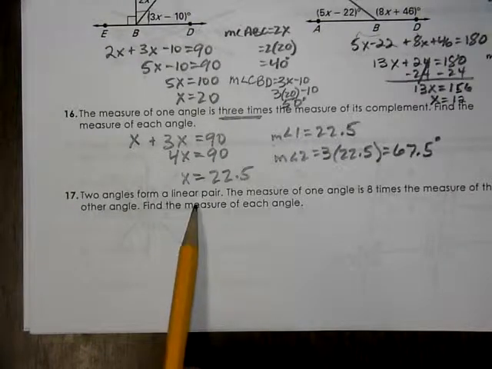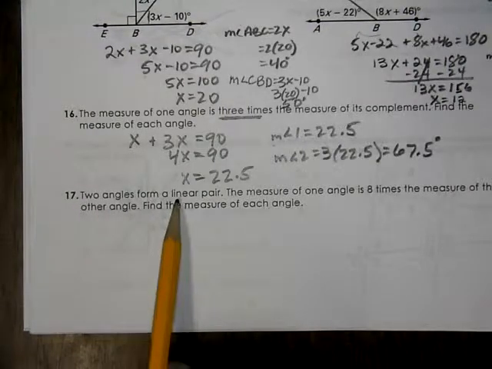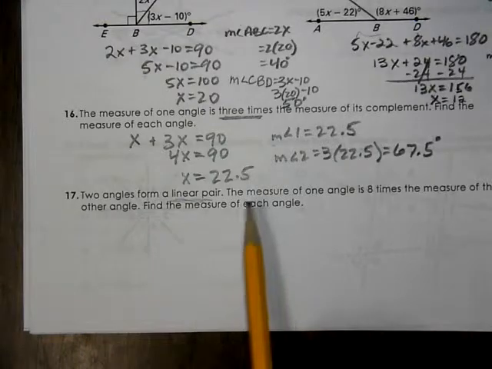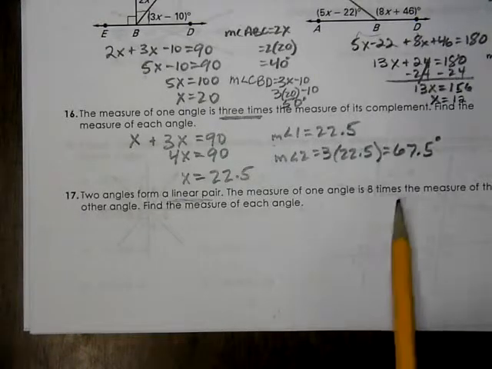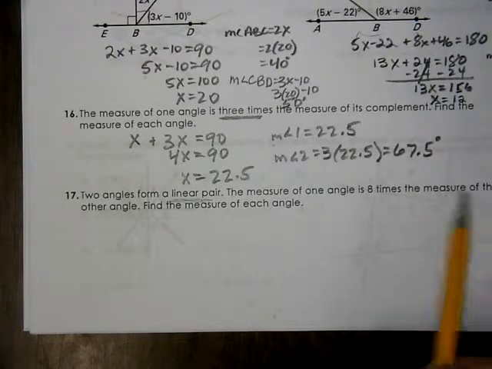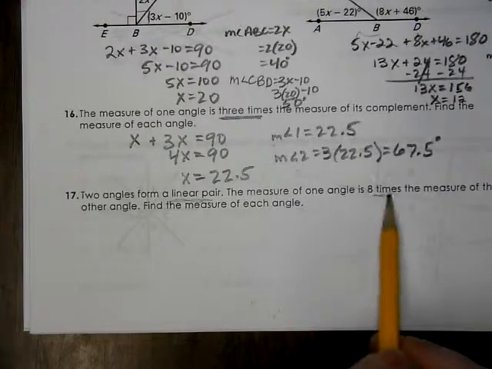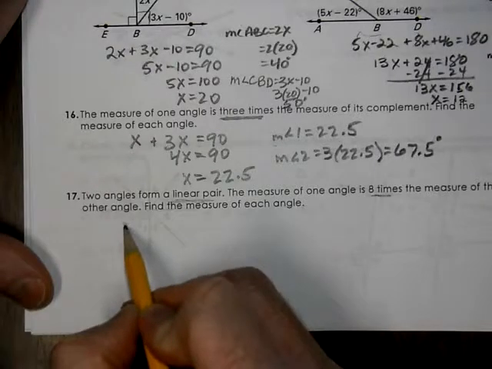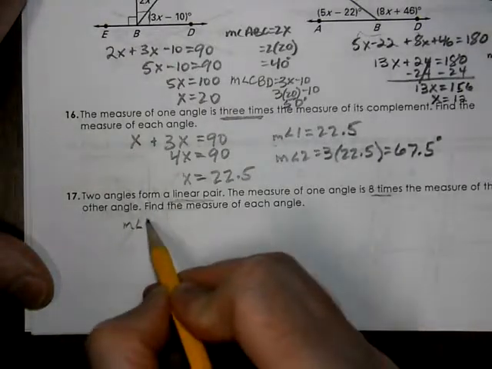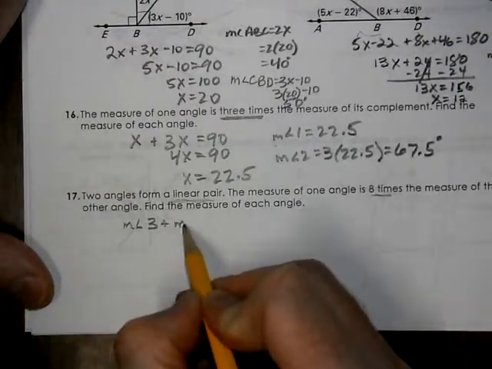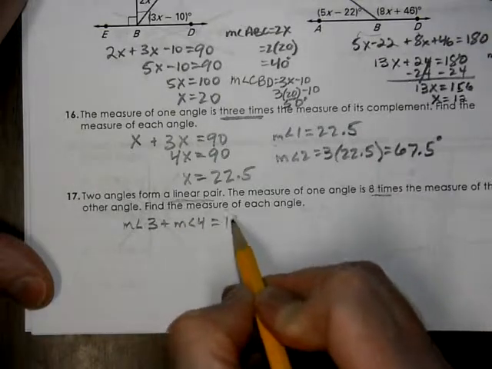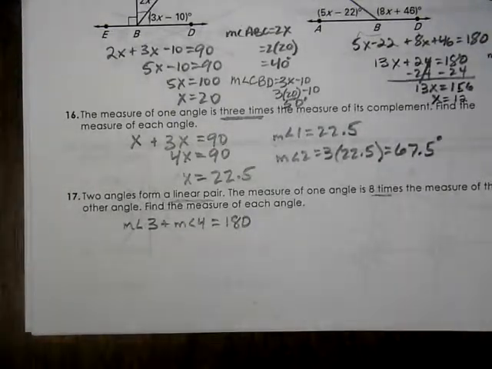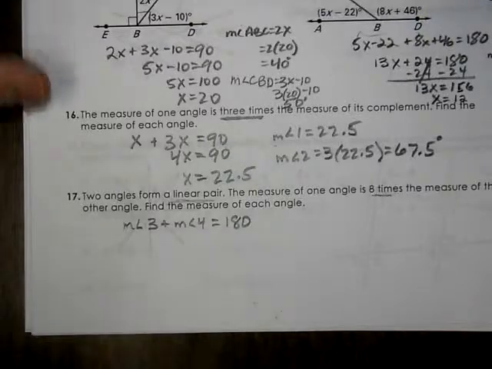Two angles form a linear pair, so you need to know what a linear pair is. The measurement of one angle is 8 times the measurement of the other. 8 times. They're a linear pair. That means that the measurement of angle, let's call it 3 and 4 this time, the measurement of angle 3 and 4 are a linear pair. That means they add up to 180 degrees.